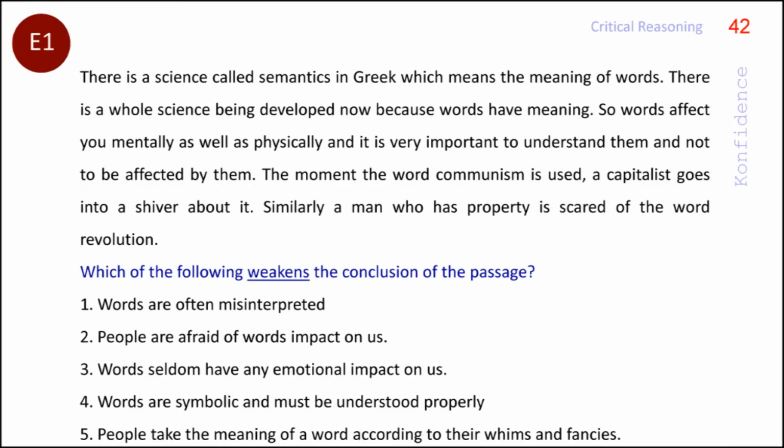Refer to the example E1. There we are given a paragraph followed by a question, and we need to select the most appropriate answer from among the 5 choices given. Let us read the passage first.